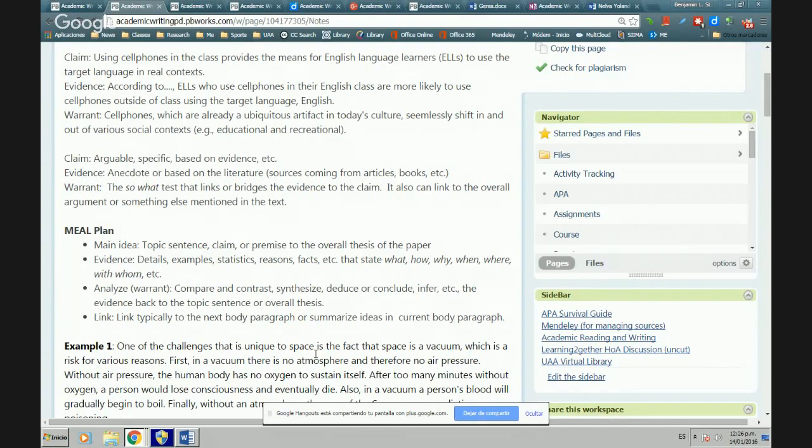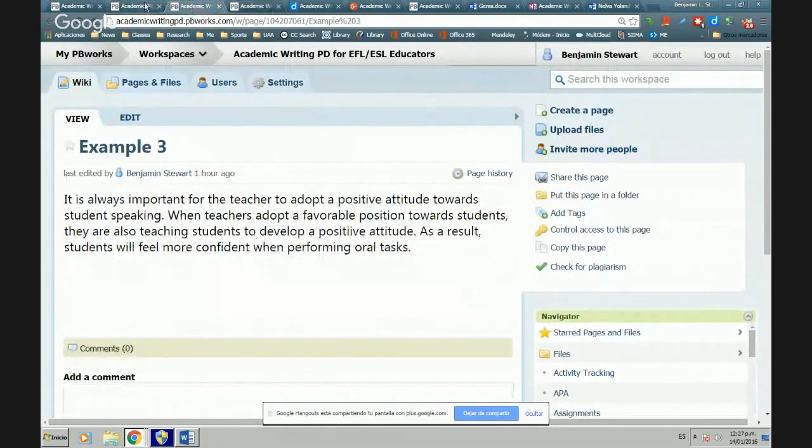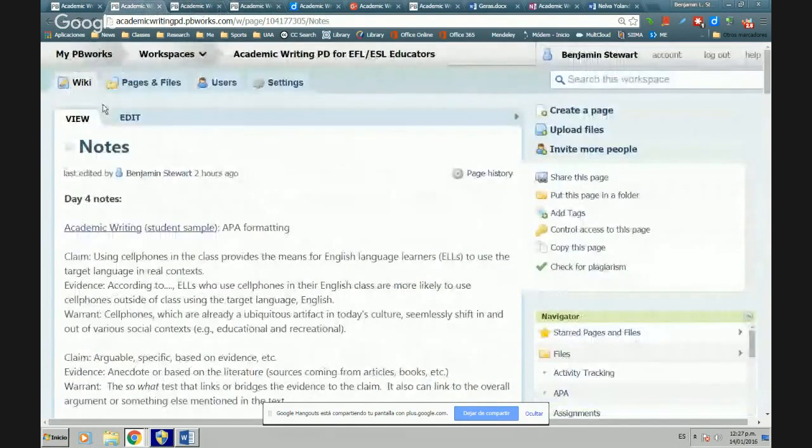Comma splices. Run-on sentences. Or comma splice. That's a big one. Comma splice, run-on sentences. Yeah, that's the challenge for them. And for us, because we have to try to explain how to do it.